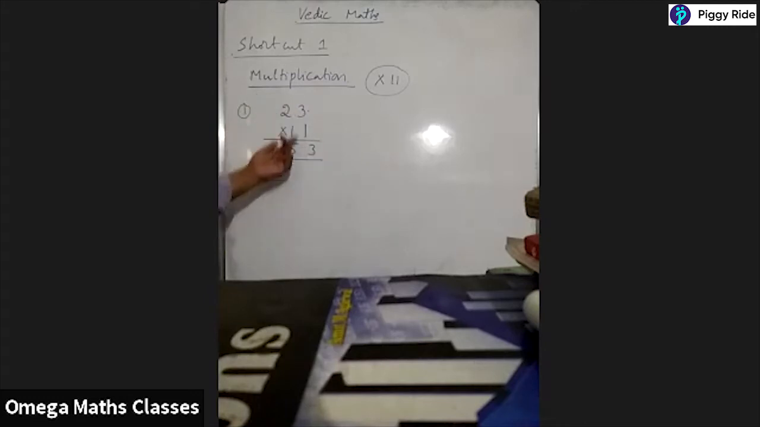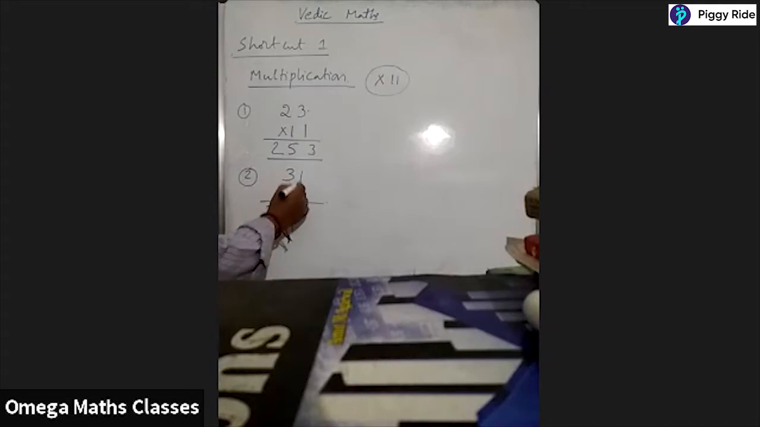253. Okay, 2 plus 3 is 5. First number is 3. Next, 3 plus 1 is 4. And the last number is 1. So 341.